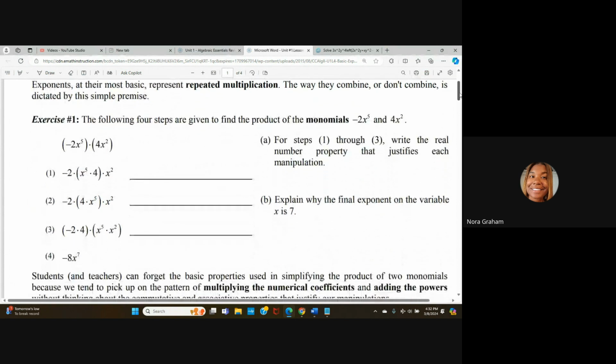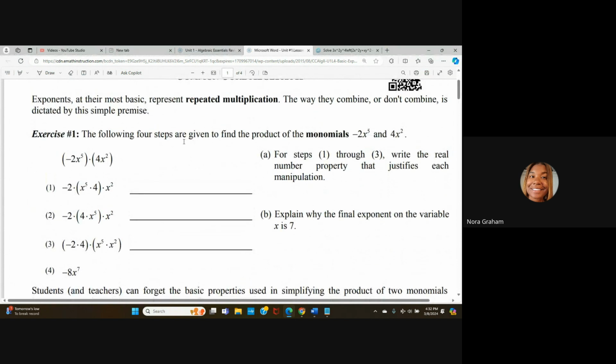With exercise 1, it wants us to follow the 4 steps that are given to find the product of the monomials, -2x to the 5th and 4x to the 2nd. Monomials are just one-term expressions in math, okay? So let's start with this. We're going to state the property that we're doing. We did this in lesson 3 and lesson 2, I believe, in my other videos.